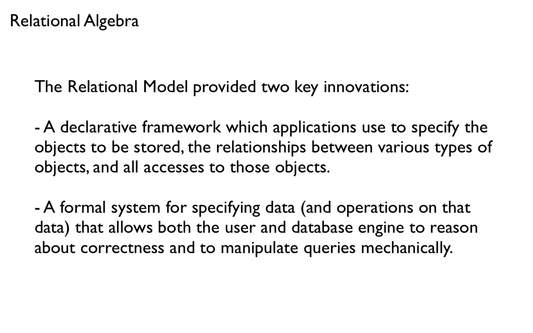When the relational model was proposed by Edgar Codd in 1970, there were two key innovations. The first was a declarative framework, which applications used to specify the objects to be stored, the relationships between various types of objects, and all accesses to those objects. The second was a formal system for specifying data and operations on that data that allows both the user and the database engine to reason about correctness and to manipulate queries mechanically.